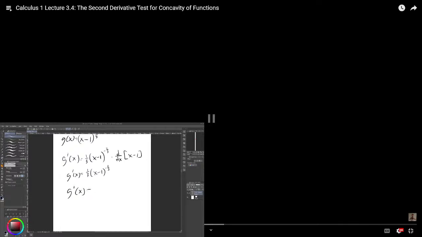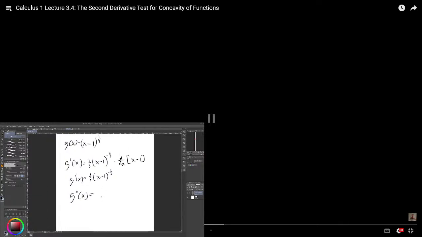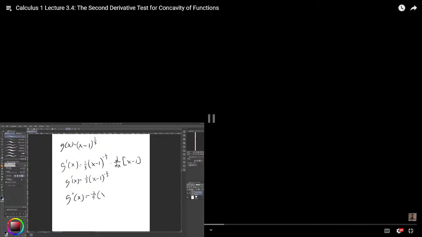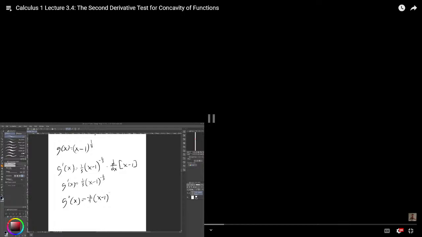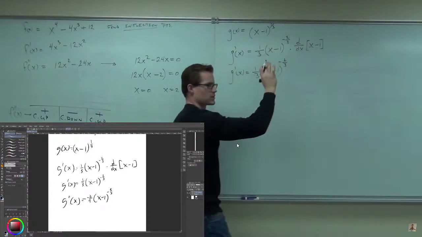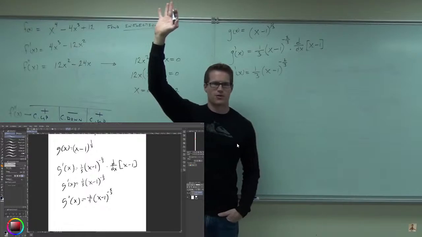Let's try the second. It would just be the same thing again. So it would be -2/9 times x minus 1 to the -5/3, times 1, because the derivative of x is 1, so that's done. That's our first derivative. Did you make it that far?